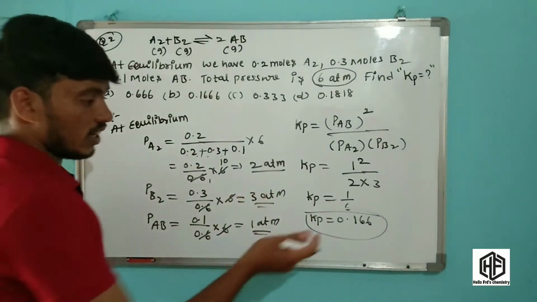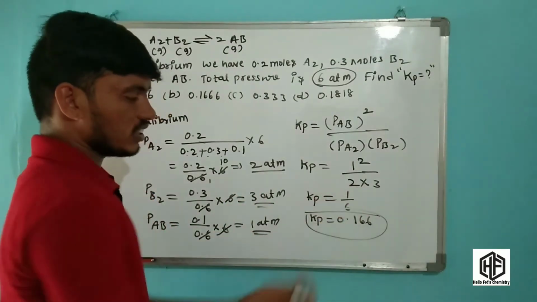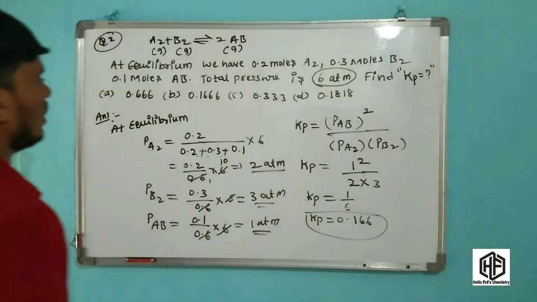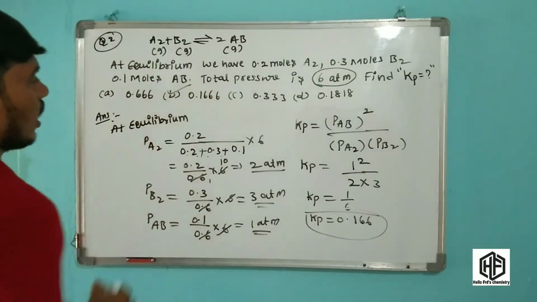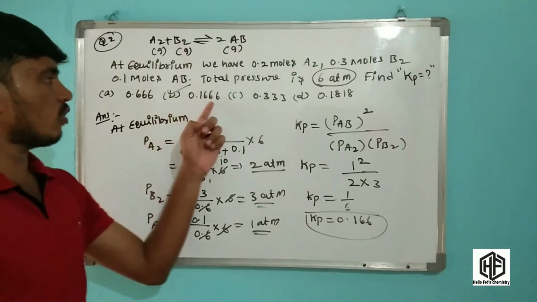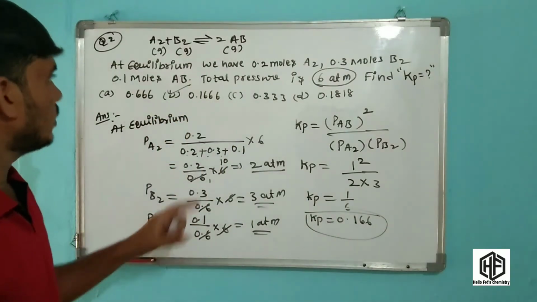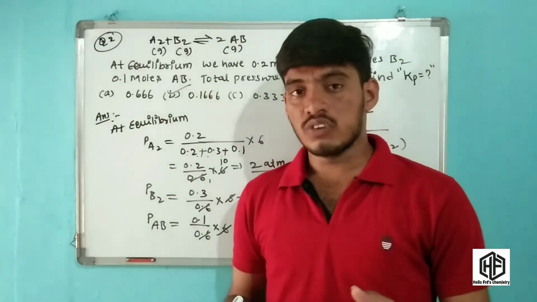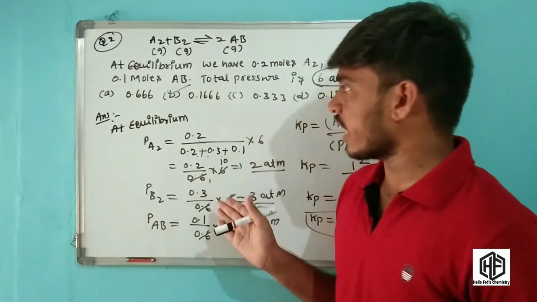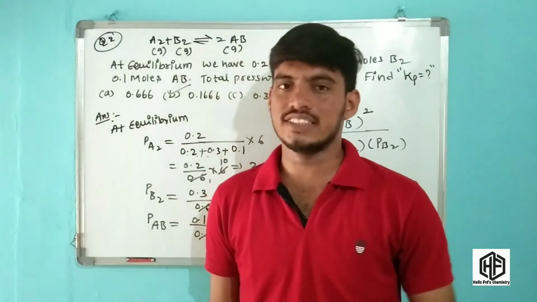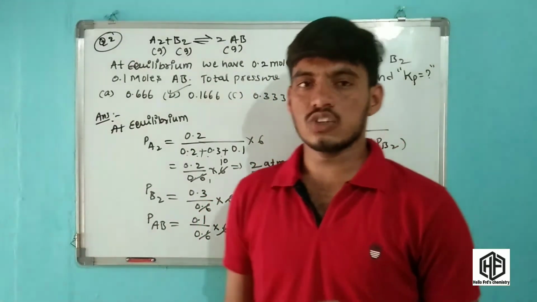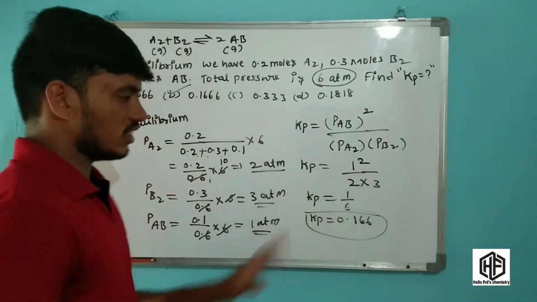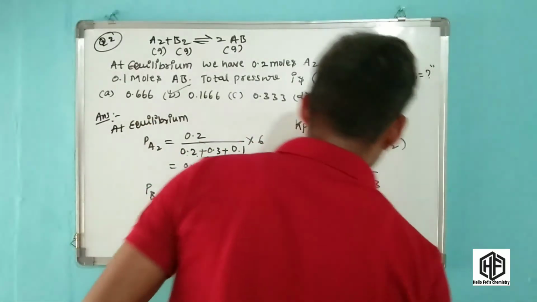Now we have to calculate this value. Kp is equal to 1 by 6, which is 0.166. The correct answer is B, 0.166. These types of questions are asked in competitive exams. You have to understand my class and then this kind of question can be solved easily. Now, one more important question is present. This is clear, friends.